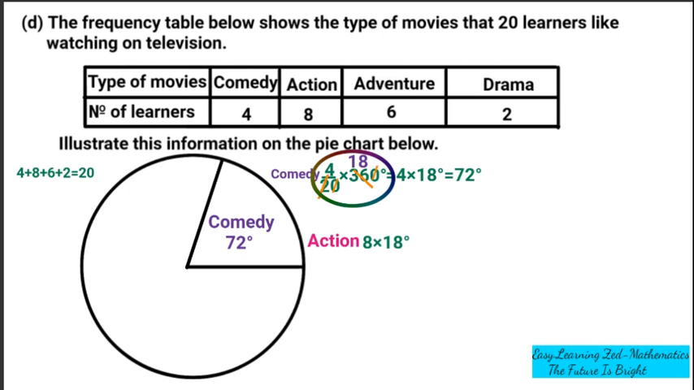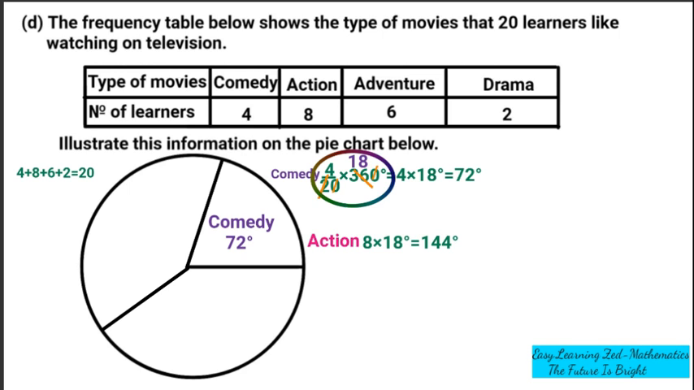So what it means is I'm going to put my protractor on the line that is coming from the top, the one I just drew. Then I'll take note where it's 144, and it will be here. This is where 144 degrees is, and that is for action, which is 144 degrees.